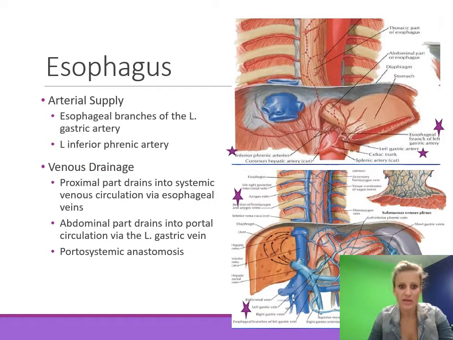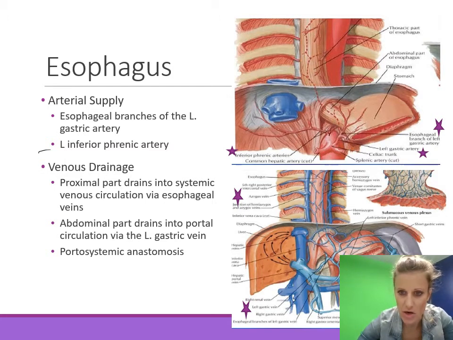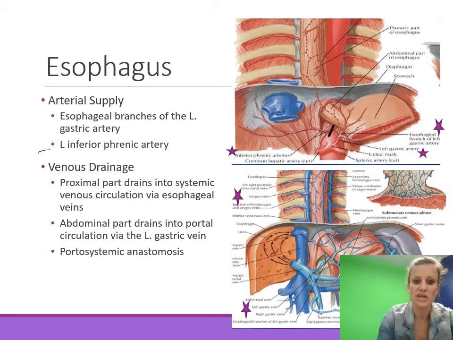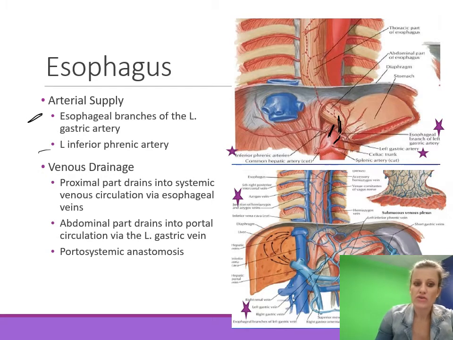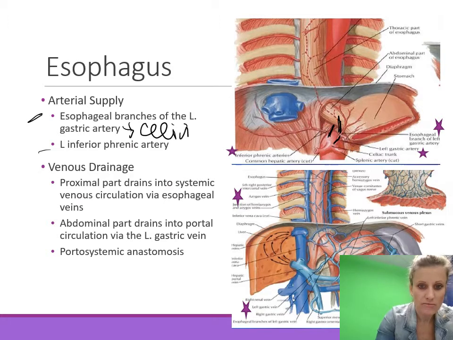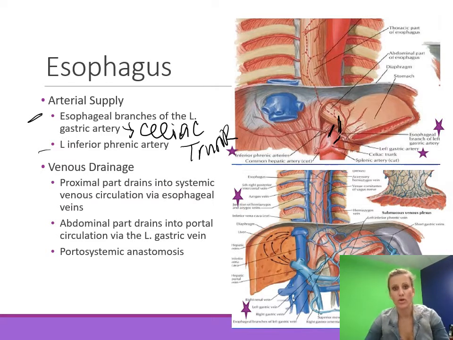Arterial supply to the esophagus is via the left inferior phrenic artery, which you see down here, and then majorly from the esophageal branches of the left gastric artery. The left gastric artery is right here, and then the esophageal branches branch off to the esophagus. The left gastric artery is a branch of the celiac trunk. And we said the celiac trunk was like the first major branch off of the abdominal aorta.